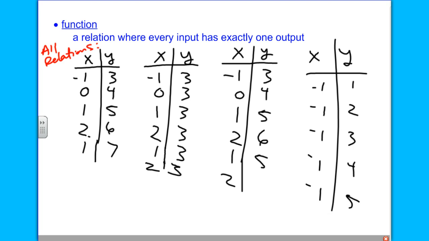Okay, so looking at the first relation, again, they're all relations. So looking at this relation, we have all these inputs, right? This is the domain. -1, and the output is 3. 0, 4, 1, 5, 2, 6, 1, 7. 3, 4, 5, 6, 7. Interesting. So is this relation a function? Thumbs up if you think it is. And thumbs down if you think it's not.